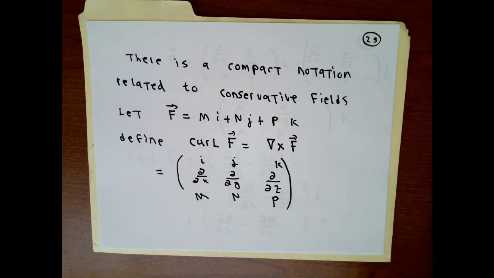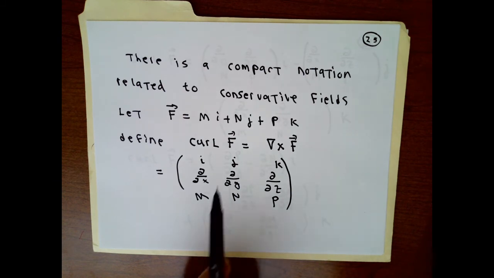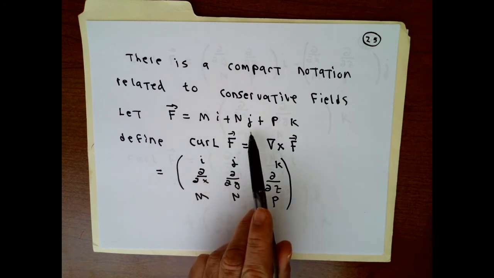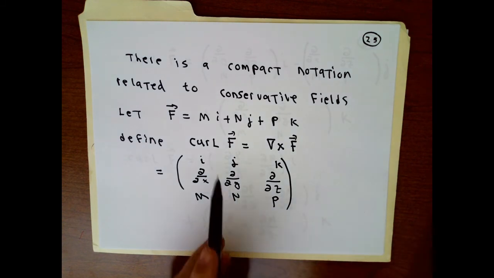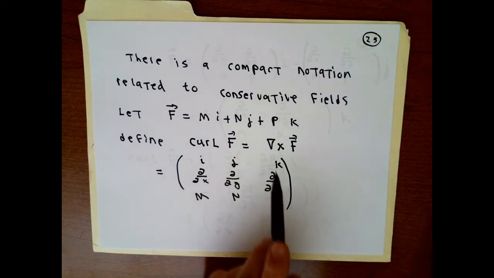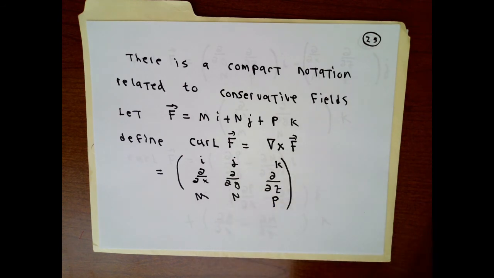There's a notation that we're going to adopt. It'll be convenient for us in several circumstances, one of which is it helps me remember these relationships that we were just speaking of. If I have a vector field, mi plus nj plus pk, we're going to define the quantity curl of f to be a cross product. It's the cross product of the derivative operator with the vector field that we're talking about. At first glance, what I just said doesn't even make any sense, but we'll see.